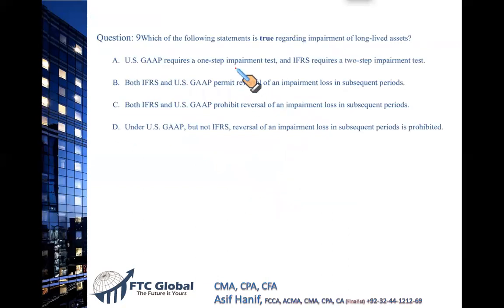Next, which of the following statements is true regarding long-lived assets impairment? US GAAP requires one-step impairment. Wrong. It requires two-step impairment. This is incorrect. Read no further. Both IFRS and US GAAP permit reversal of impairment loss. This is incorrect as well. IFRS allows reversal, GAAP doesn't. Both IFRS and US GAAP prohibit reversal. This is again incorrect.